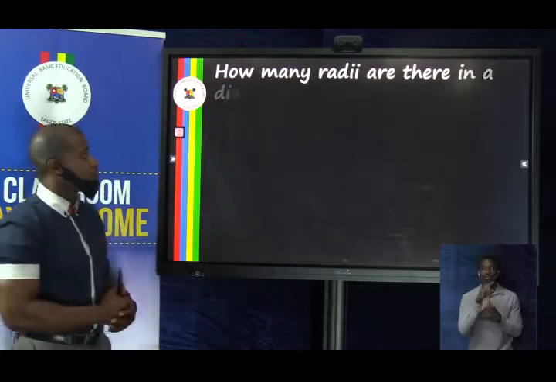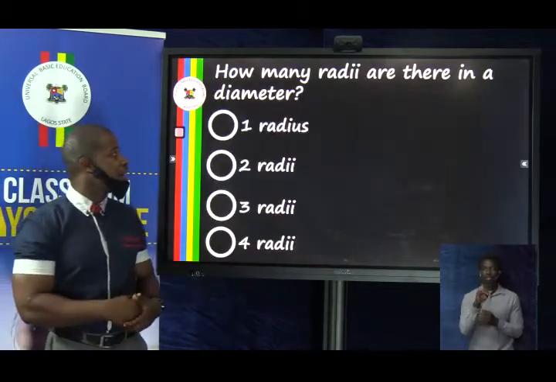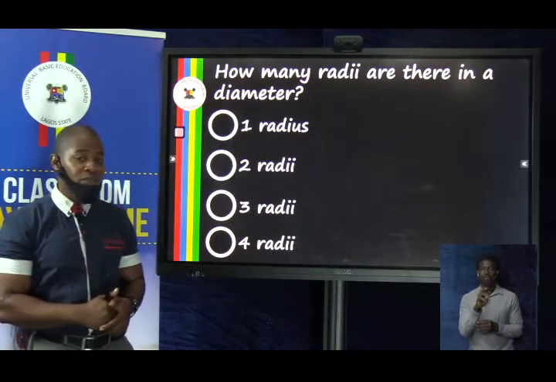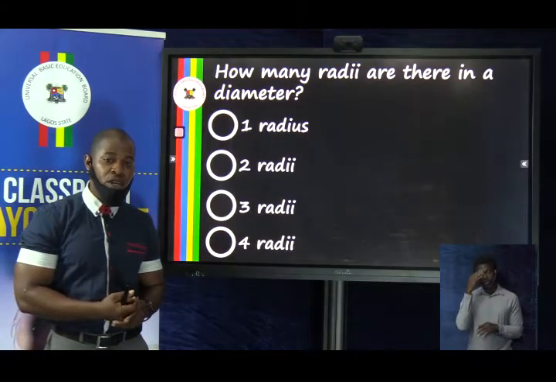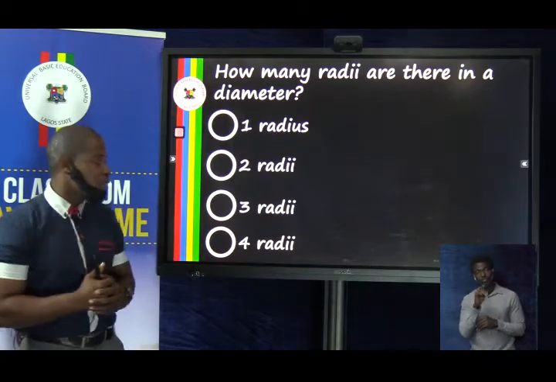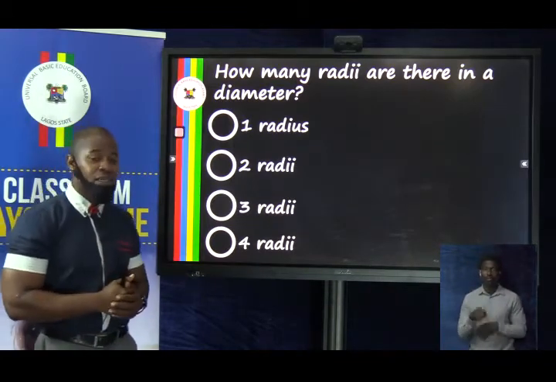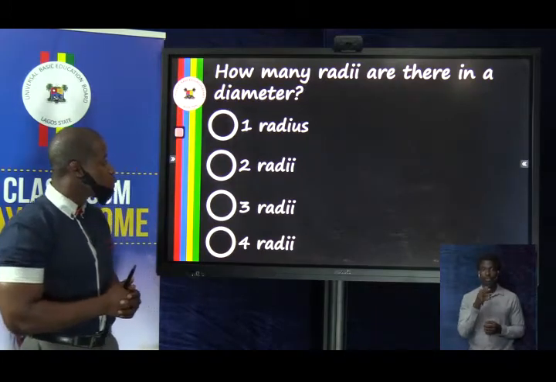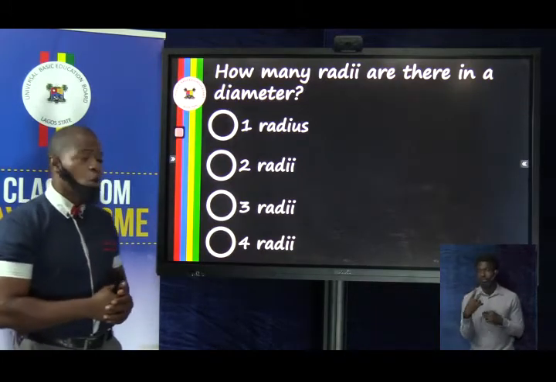Next question says, how many radii are there in a diameter? Don't forget that radii is the plural of radius. Okay, that might just feature in Auntie Fumi's lesson one of these days. So how many radii are there in a diameter? The 1 radius, 2 radii, 3 radii, or 4 radii?